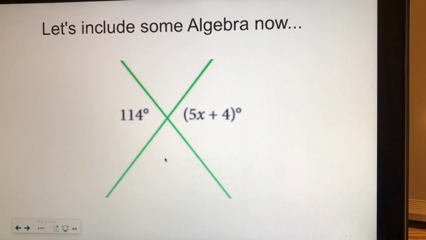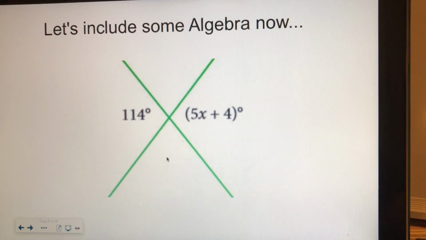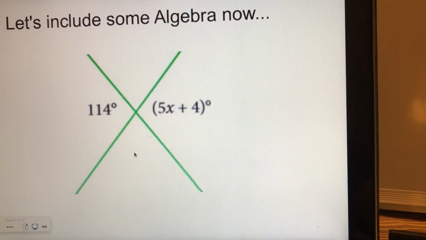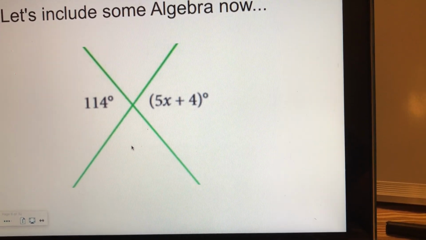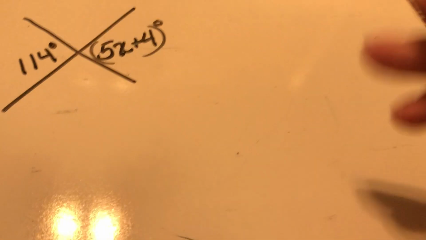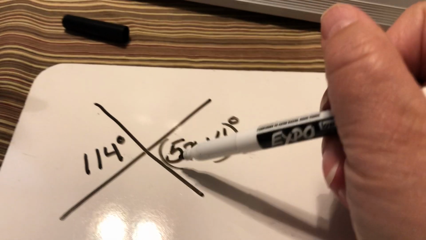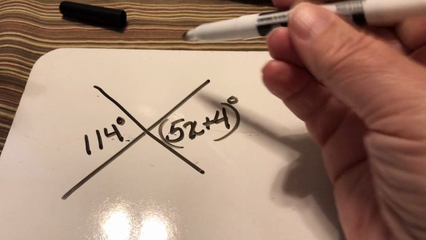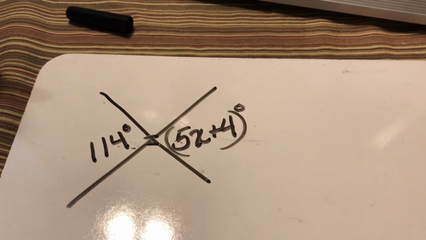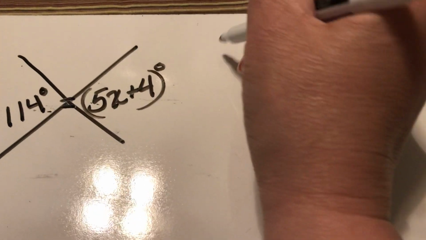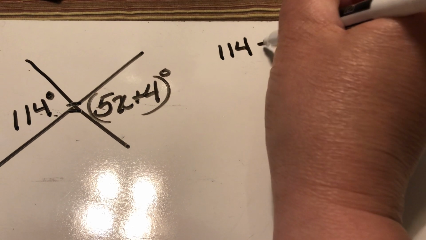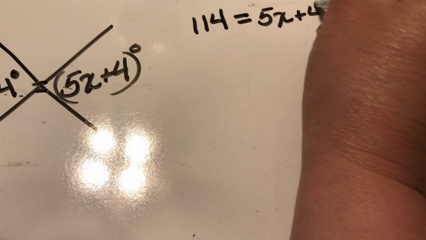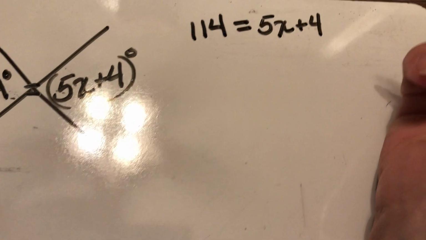So I have my two lines that intersect. I have 114 degrees is the measure of one, and 5x plus 4 is the other. So this is what I'm going to do. I know that these two angles are vertical, and if they're vertical, they equal each other. So I'm going to start: 114 equals 5x plus 4. And now I'm just going to use algebra to solve it.